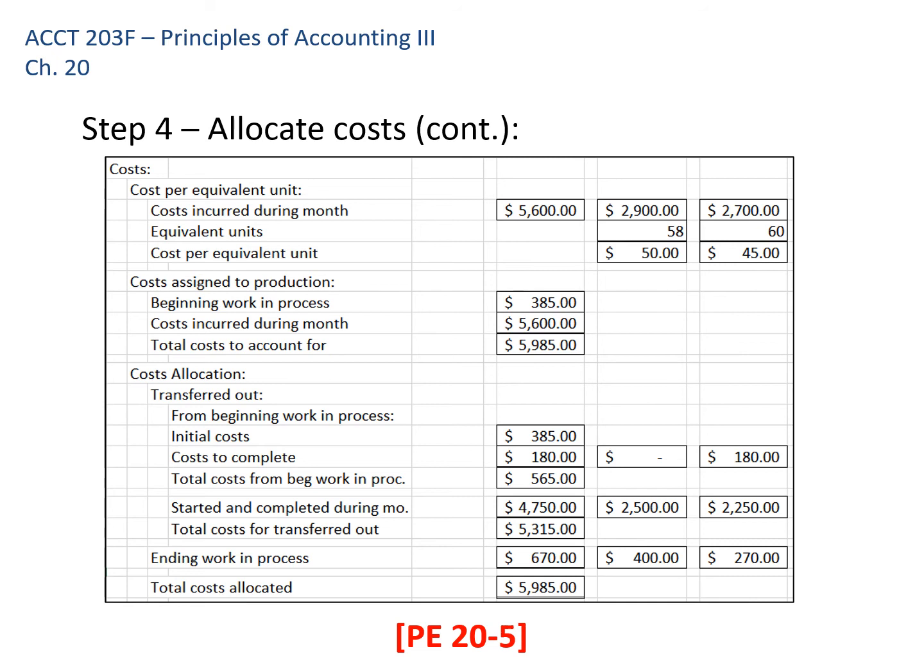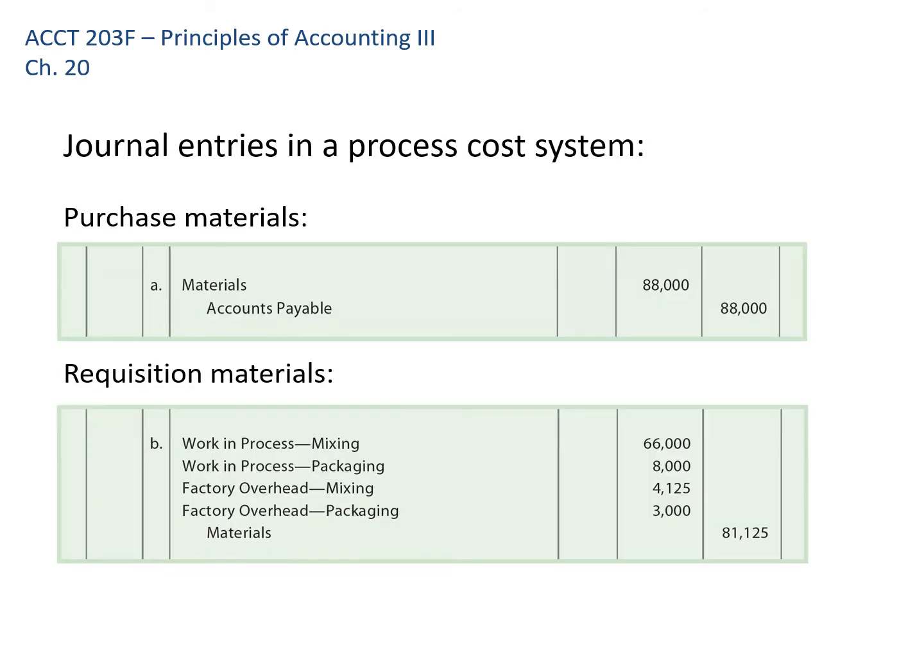Okay, now to talk about journal entries. So we needed to do this cost of production report in order to be able to do the journal entry that says how much was transferred from Department A to Department B, as an example. I need to do this in order to come up with that entry. So first, when I purchase materials, that's pretty straightforward. I debit materials, I credit accounts payable.